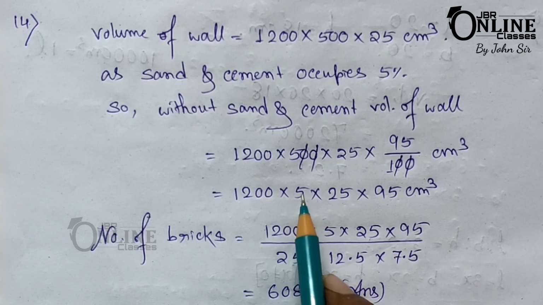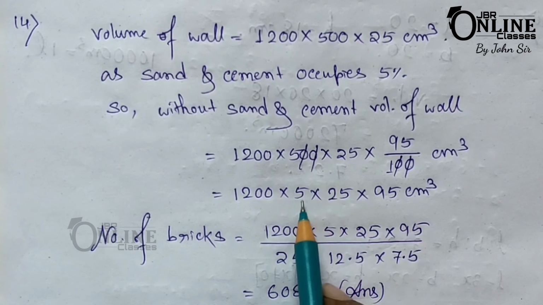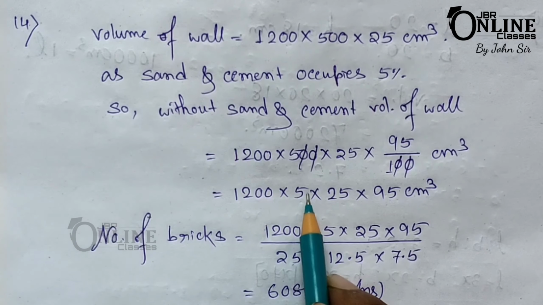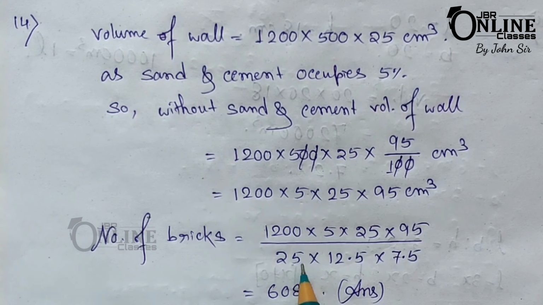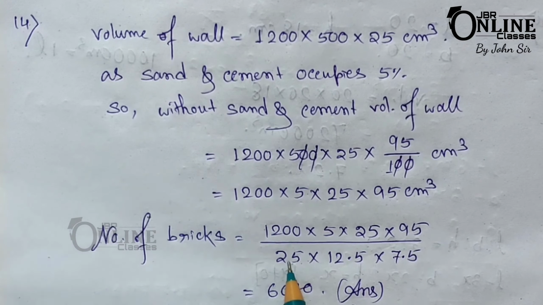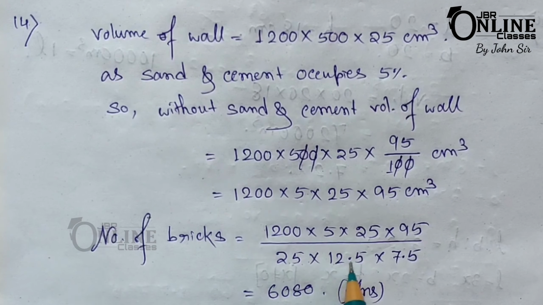Now you have to find out the number of bricks. In that case you have to just divide this volume by the volume of each brick, and here the dimension of the brick is given 25 centimeter, 12.5 centimeter and 7.5 centimeter. So that is the volume of the brick. Just divide these two volumes and you will get 6080 as the answer.